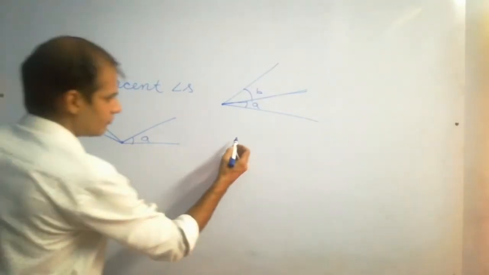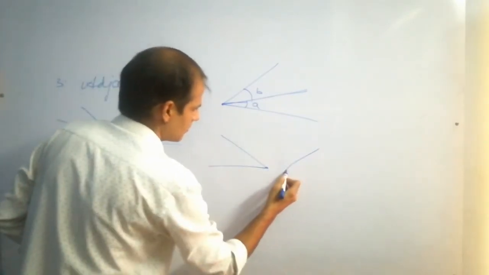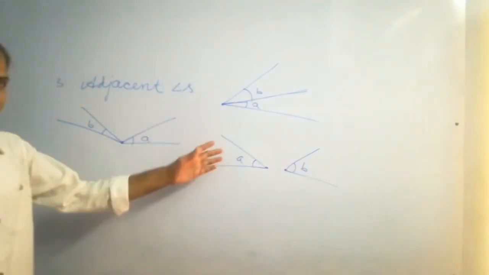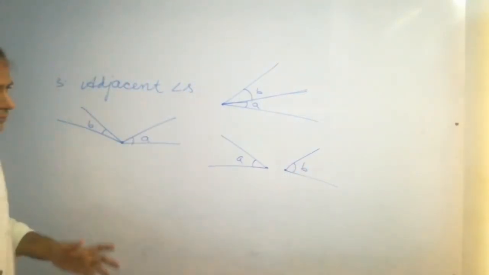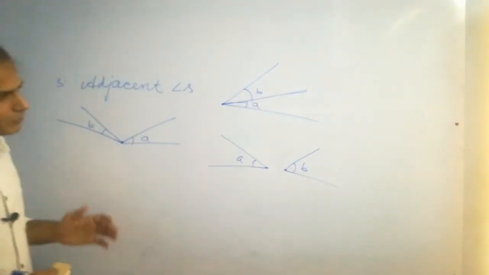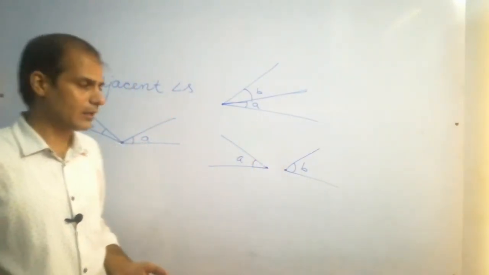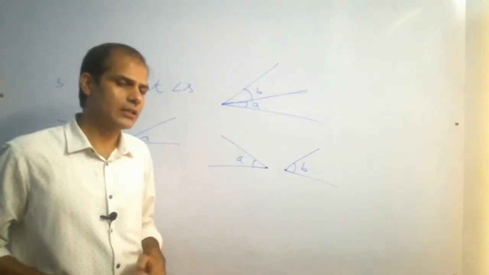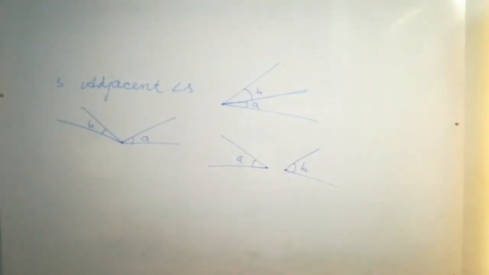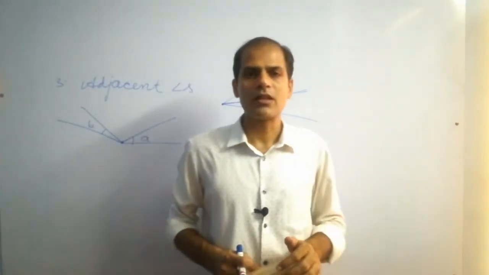Again, there might be another combination. What about both of these? Are they adjacent? Obviously not, because neither the arm is common nor the vertex is common, because they have separate vertices. Here the two vertices are not common, they are completely separate, and the arms are not common either. So these are not adjacent angles. Now this is the basic concept of complementary angles, supplementary angles and adjacent angles.